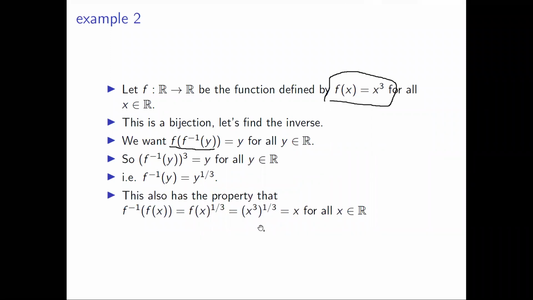In addition to this property, it has the property that f inverse of f of x equals x, because f inverse of y is y to the 1/3. So f inverse of f of x is f of x to the 1/3. f of x is x cubed, so we get x cubed to the 1/3, which is x.